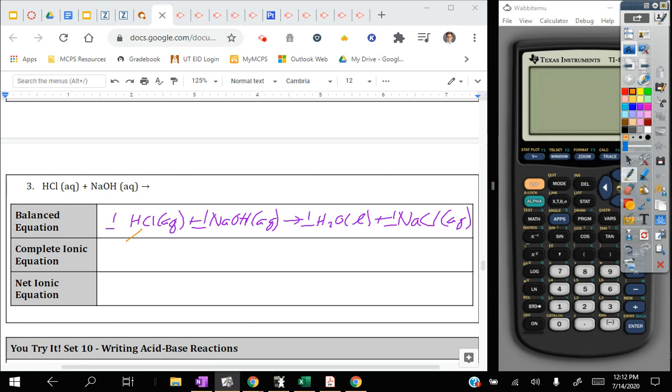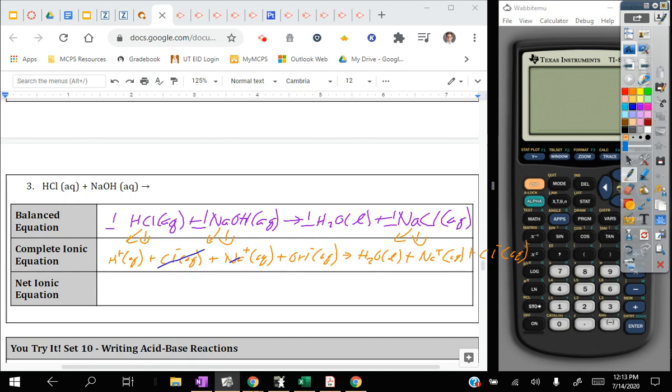And then again, if you were to do your net, everything that's ionic will split apart. You can probably tell what your spectators are going to be here already. It's going to be Cl- and Na+. You'll get water undissociated and then Na+ and Cl-.